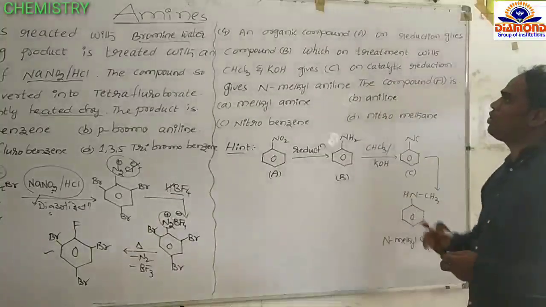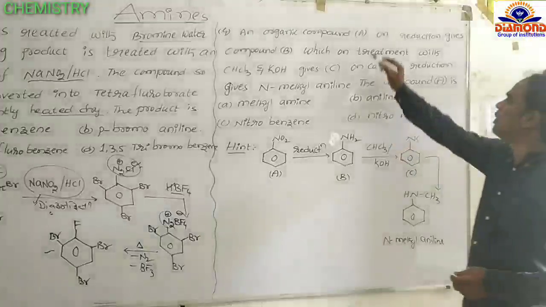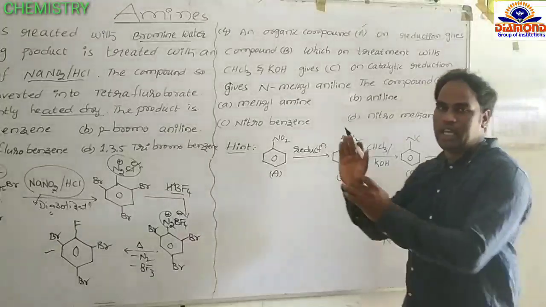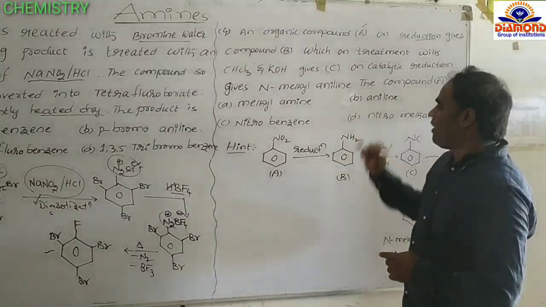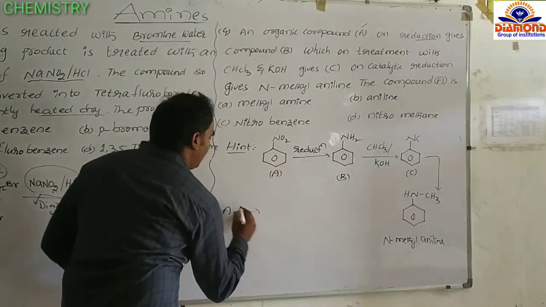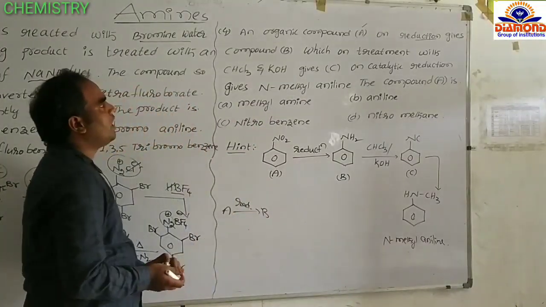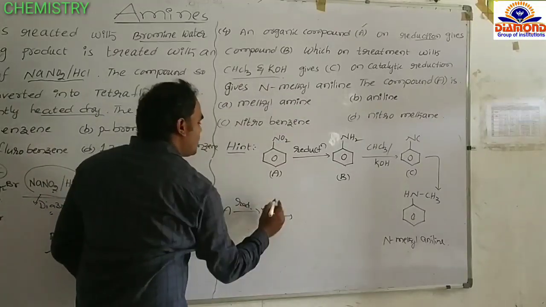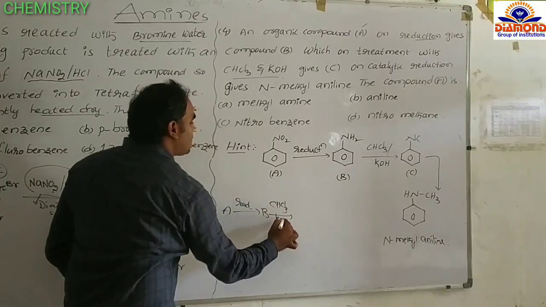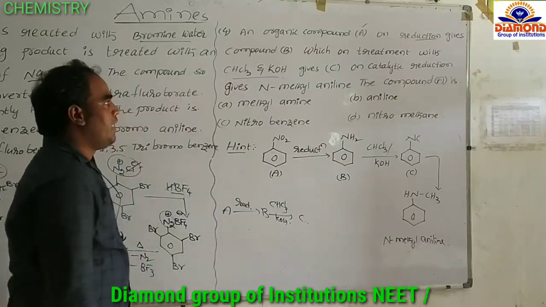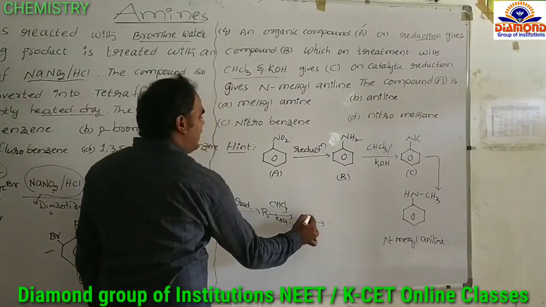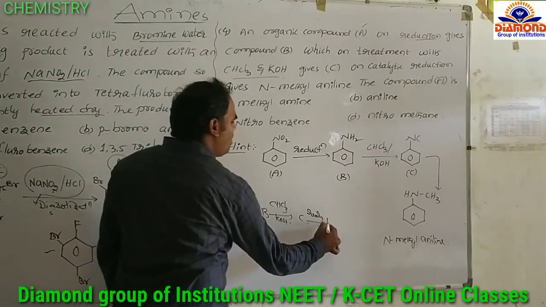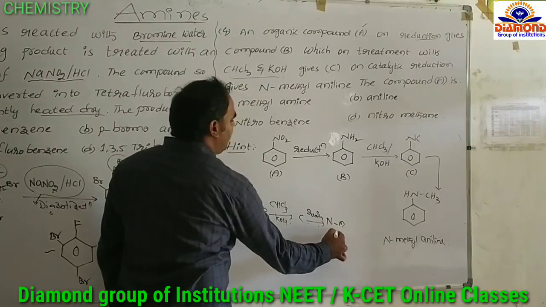Okay. Next, fourth question. Organic compound A. So one organic compound A, by reduction it gives B. For example, like this, A by reduction gives B. Next, B on treatment with chloroform and potassium hydroxide forms C. Next, C on catalytic reduction, again it is a reduction, forms N-methylaniline.